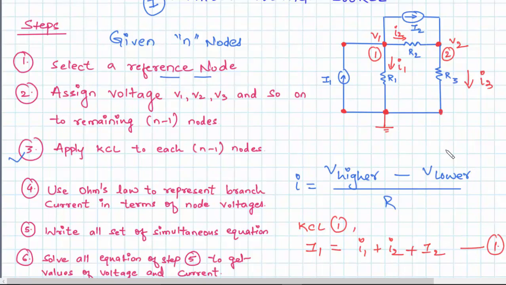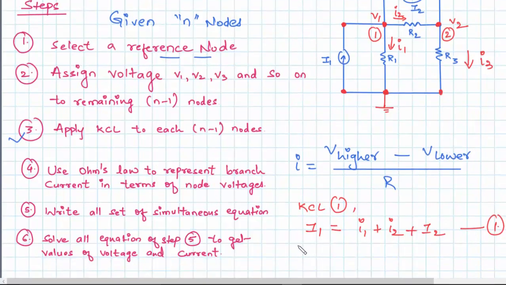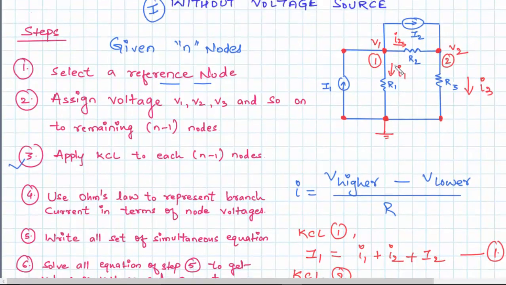Alright, let's apply KCL in node 2. So I'll quickly write over here KCL at node 2. Let's see what we have. We have capital I2 entering the node.